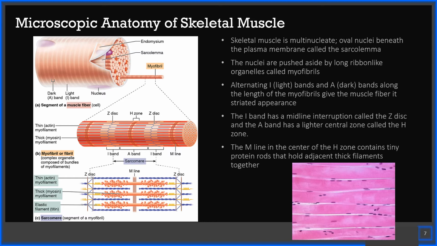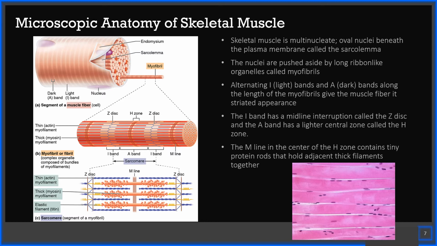These projections, or myosin heads, contain ATPase enzyme activity and split ATP to release the energy used for muscle contraction. The myosin heads also form cross bridges when they bind to the thin myofilaments during contraction. Myosin filaments are attached to the Z disc by titin, T-I-T-I-N, elastic filaments that run through the core of the thick filaments. The thin filaments are composed of the contractile protein actin, plus some regulatory proteins that play a role in allowing or preventing the binding of myosin heads to actin.